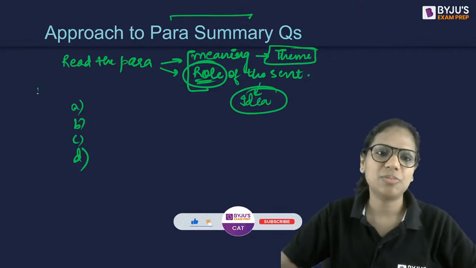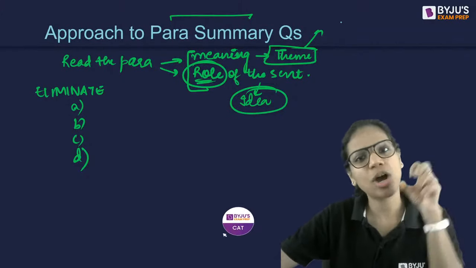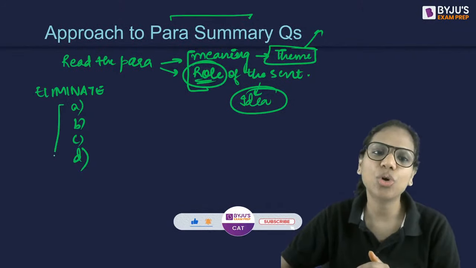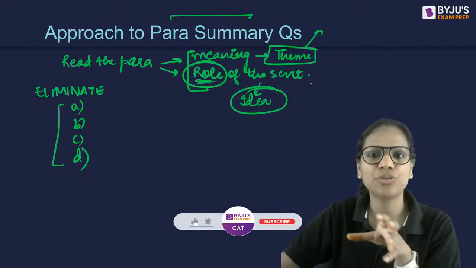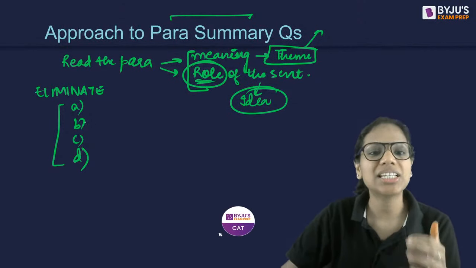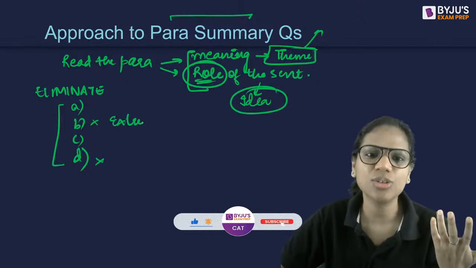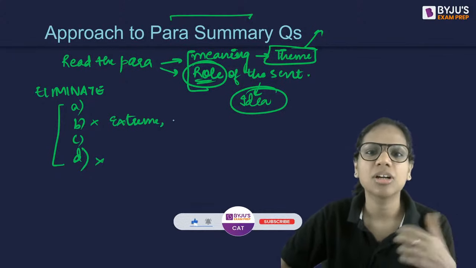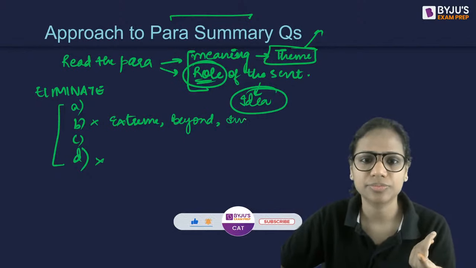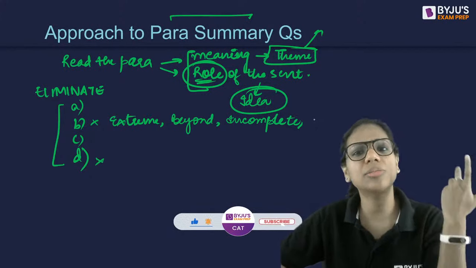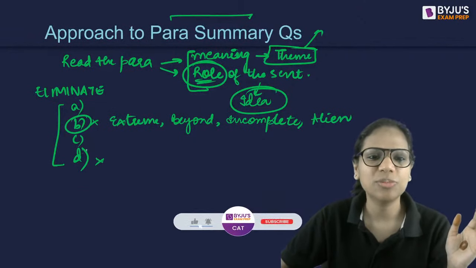Always, always eliminate in para summary questions. Because if you form your own para summary in your head, and it is not present in any of the options, then you will be really confused. So to avoid that, on comprehending the paragraph and the role of the sentences, immediately come to the options and see which are the frivolous options. Two options are always going to be frivolous with extreme words, the usual drill, or going beyond the scope of the paragraph. Then not covering all the essentials, so incomplete. Or covering something additional altogether that's not even there in the paragraph. So these options will be easy to eliminate.